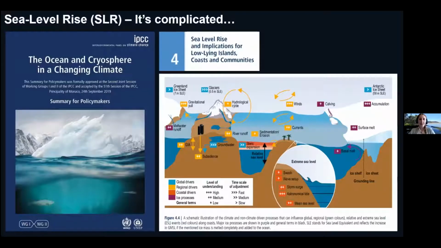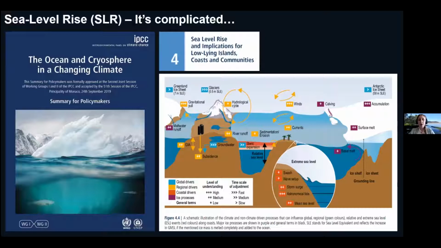So getting onto sea level rise, well, it's complicated. The most recent report from the IPCC came out last year in September, and this is on the ocean and cryosphere in a changing climate. And I've just taken some figures out from chapter 4, which was on sea level rise implications. So if we look at the schematic diagram, we can see there are many factors and processes that affect sea level across the global, local, and regional scales.